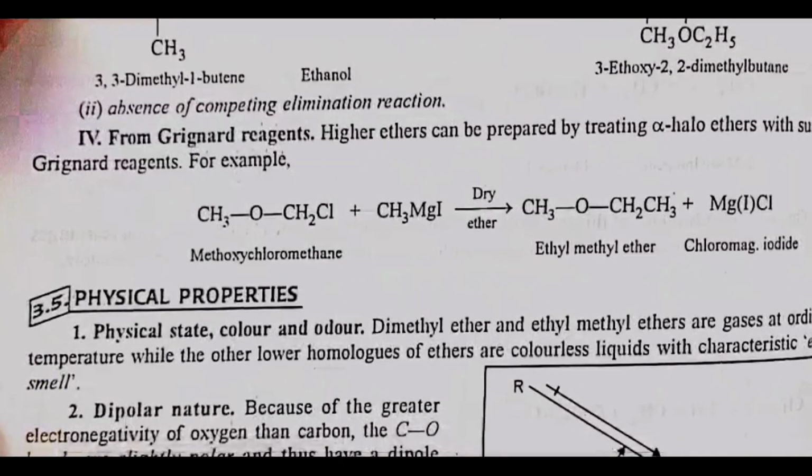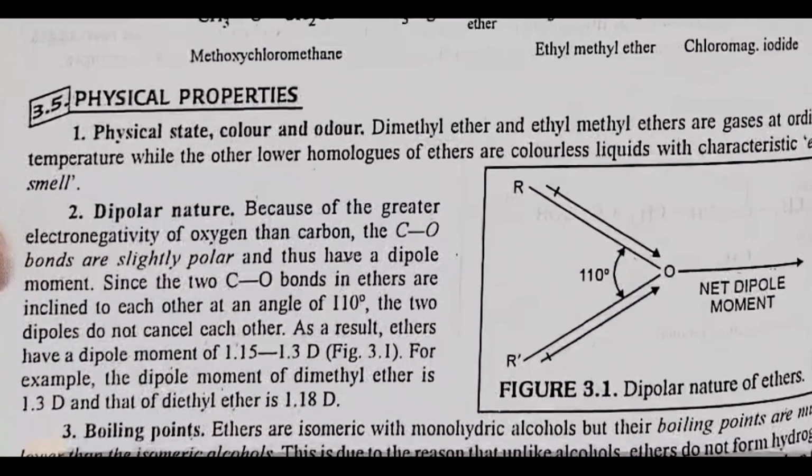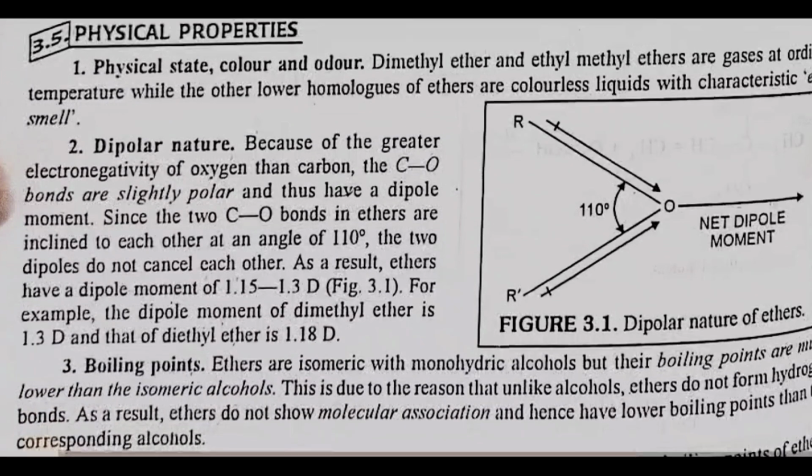Fourth, from Grignard reagents. Higher ethers can be prepared by treating alpha-halo ethers with suitable Grignard reagents. For example, methoxychloromethane plus CH3MgI in presence of dry ether gives ethyl methyl ether plus chloromagnesium iodide.